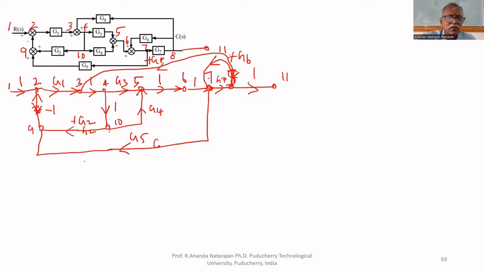So now, what are the forward paths? P1 equal to G1, G3, G7. Plus another forward path, you can come this way, G3, G6.